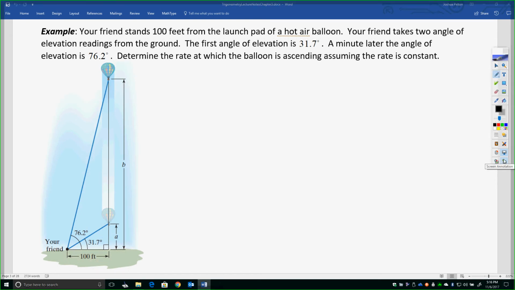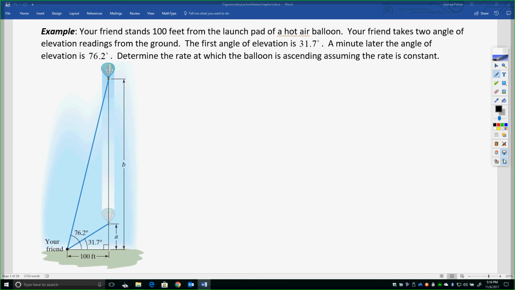Alright, your friend stands 100 feet from the launch pad of a hot air balloon. Your friend takes two angles of elevation readings from the ground. The first angle of elevation is 31.7 degrees. A minute later, the angle of elevation is 76.2 degrees. Determine the rate at which the balloon is ascending. Assume the rate is constant.